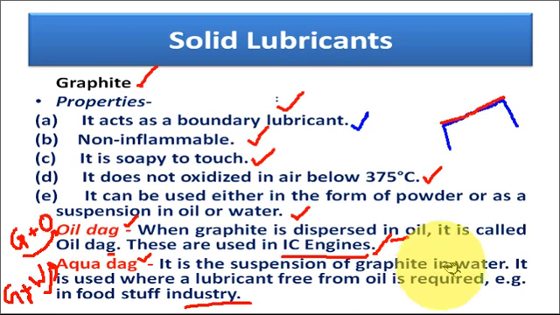So basically what is aqua dag here? It is the suspension of graphite in water. It is used where a lubricant free from oil is required. That means no oiliness is there, no hydrocarbons are required there. So aqua dag is used. Generally in the foodstuff industry, we use graphite as aqua dag, and in the internal combustion engine we use graphite as the oil dag.